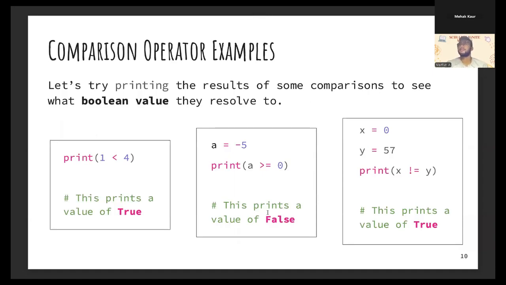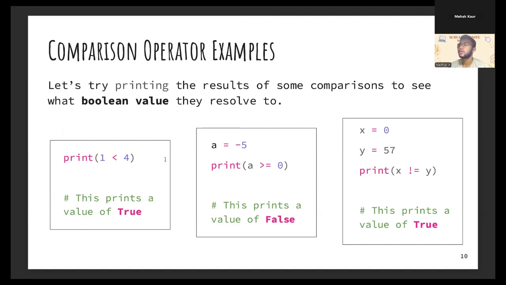So, comparison operator examples. Let's try printing the results of some comparisons to see what Boolean value they resolve to. Here, let's say we want to print 1 is less than 4. This would print out true because 1 is less than 4, since this is the less than operator. Think about it like a sentence: 1 is less than 4. And that's true, right? Everyone knows that's true. That's kind of how you can think about it.